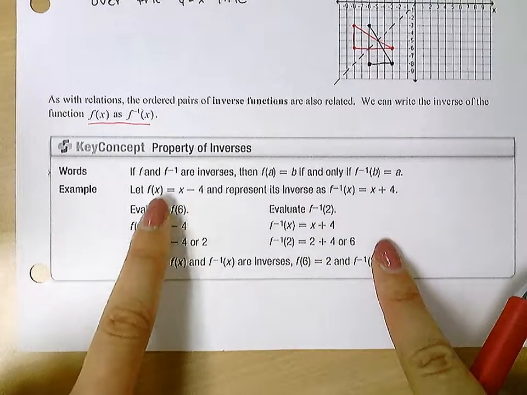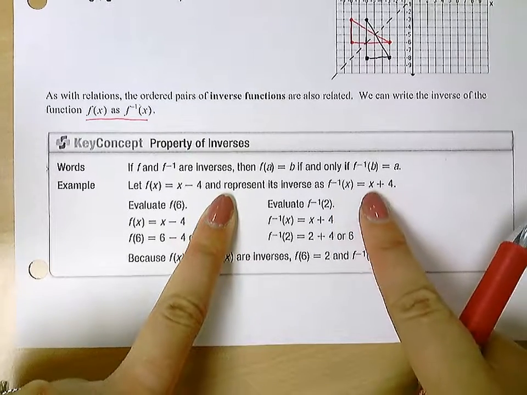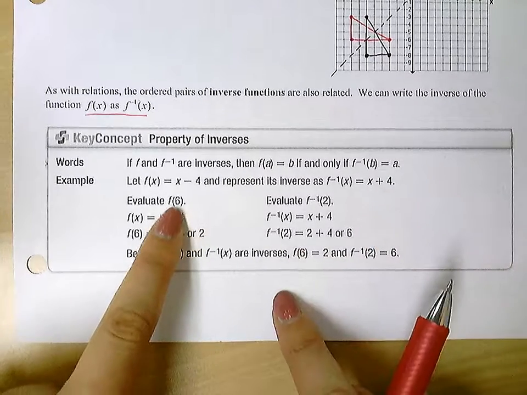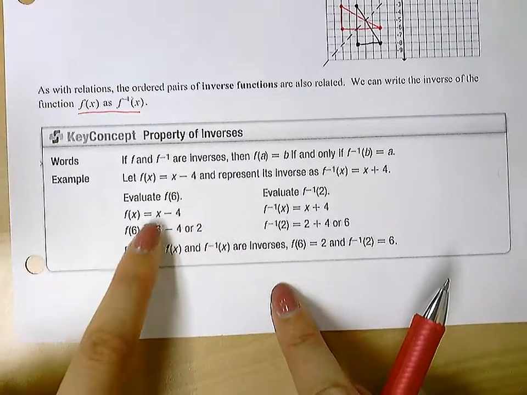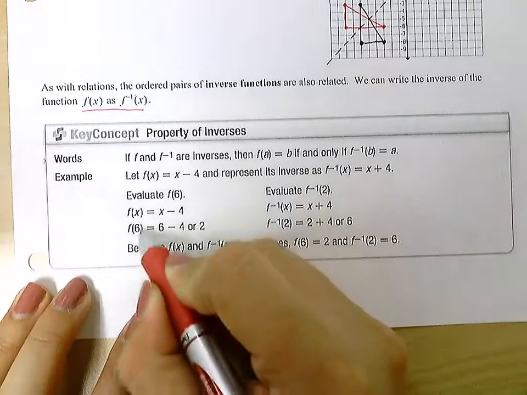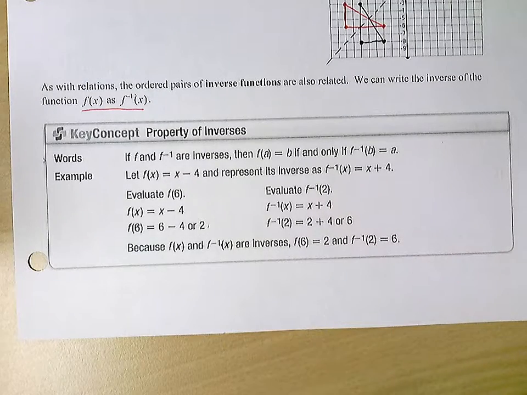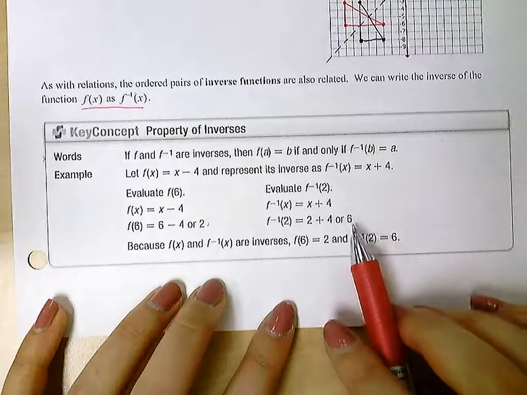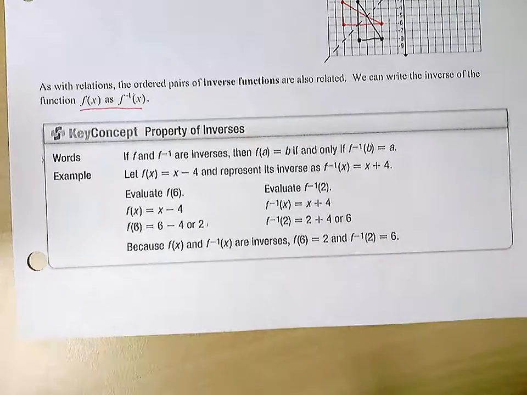So for example, we have f of x equals x minus 4, and the inverse is f inverse of x equals x plus 4. So if I were to evaluate f of 6, I'm plugging in 6 to my original, I would have 6 minus 4, which equals 2. So my a value here is 6, my b value answer is 2. So I can flip-flop those in my inverse. If I plug in 2 in my inverse, it should end up as 6. You're flip-flopping those values.